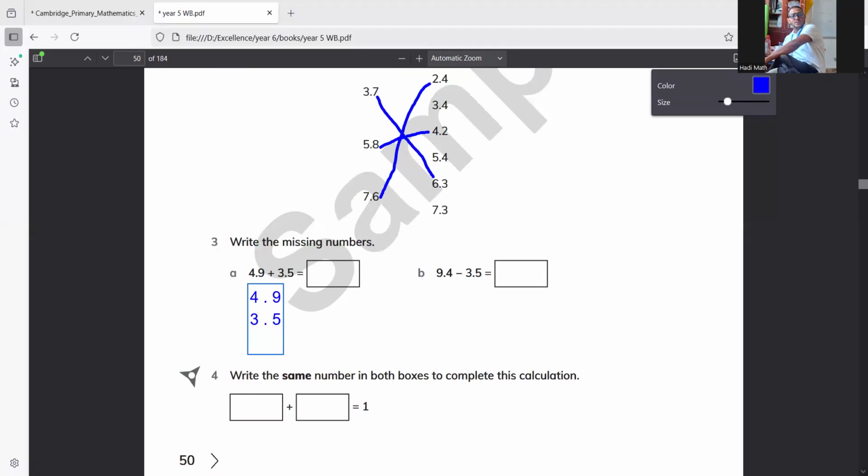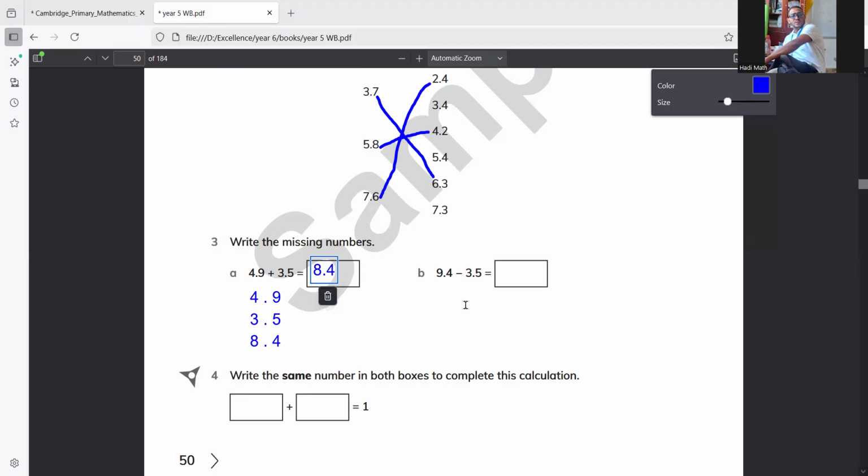9 plus 5 gives you 14. Write 4 and carry over 1. Then 1 plus 4 is 5. 5 plus 3 equals 8. So your answer is 8.4. Go and write 8.4 over here.